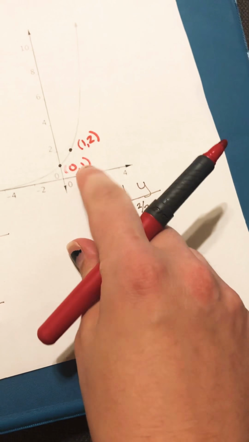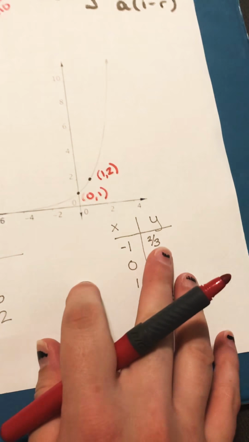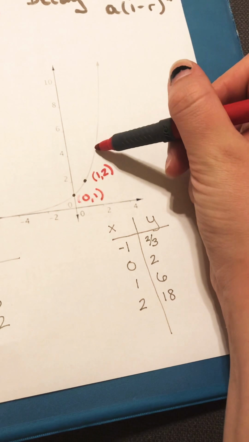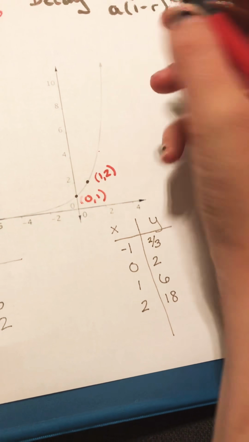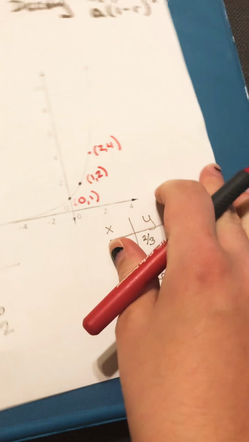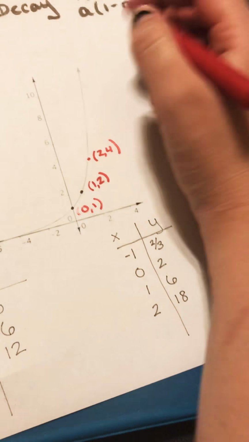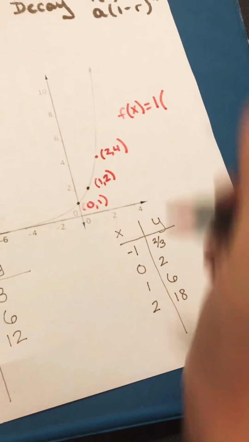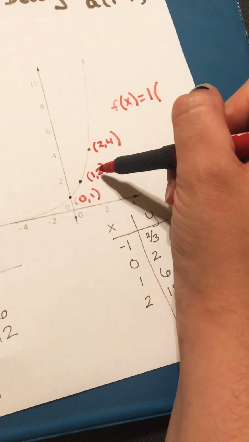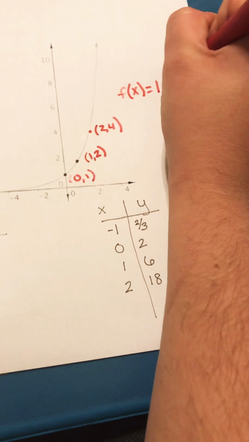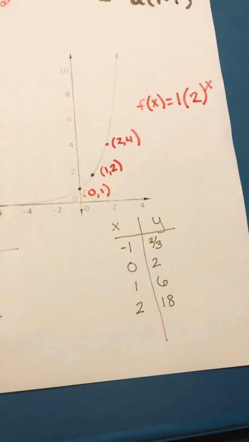That means I'm multiplying my y value by 2. So let's double check that holds true for an x value of 2, a y value of 4. (2, 4) indicates it's also being multiplied by 2. So our equation starts with our y-intercept, f of x equals 1 times our multiplier. We are multiplying our y values by 2, so our multiplier is 2 to the x, and that's our equation of that exponential graph.